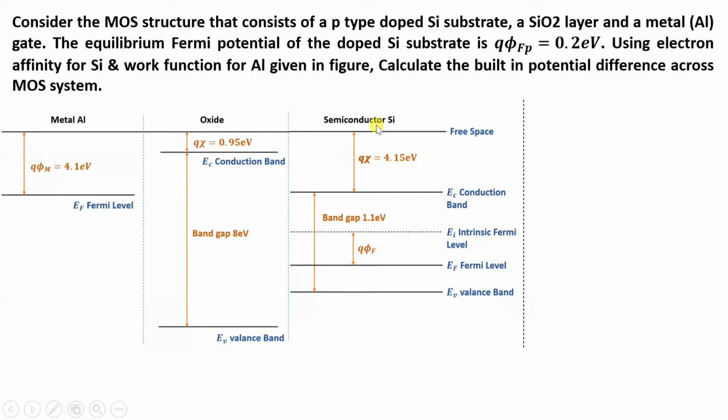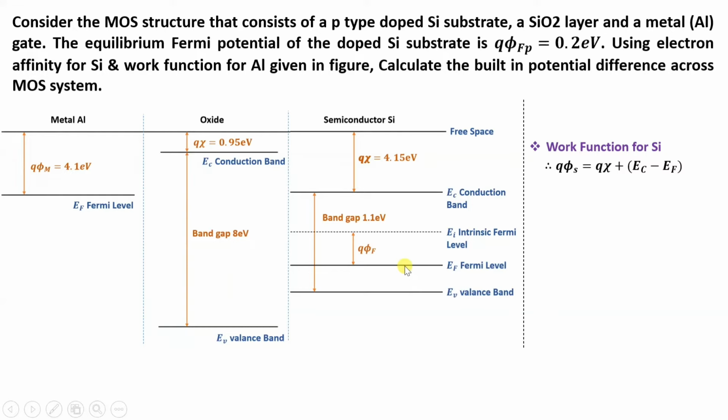So first our agenda is to calculate the work function of silicon. The work function for silicon we can calculate as Qφs equals Q into χ plus EC minus EF. First of all we should know what work function is. Work function is the amount of energy required to move charges from the Fermi level to free space.